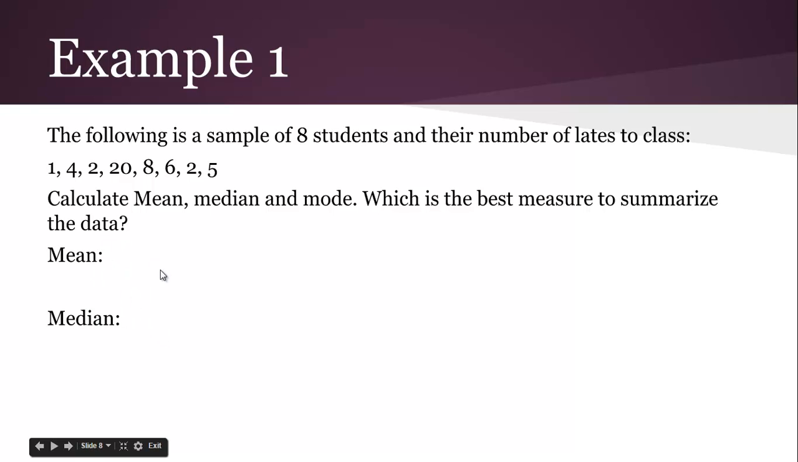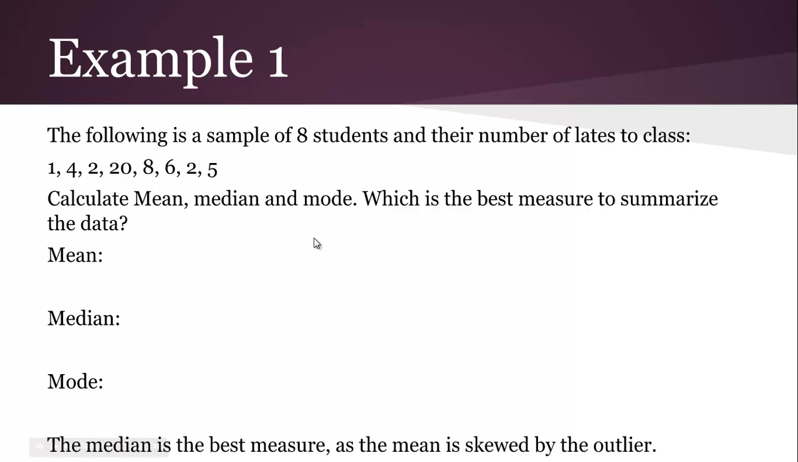We're not going to calculate the average right now, but the average is going to be higher because of the 20. And then the mode is the 2. It really doesn't tell you a lot. The best measure of central tendency is the median. The mean is skewed by that 20 number. So 4.5 best represents this class, the 8 students in this class.